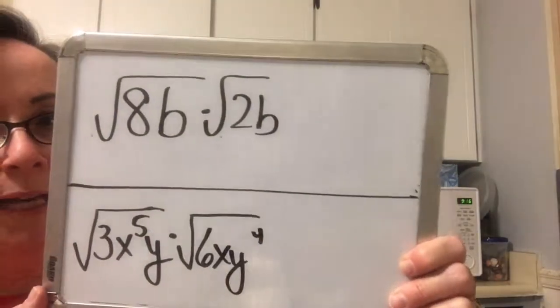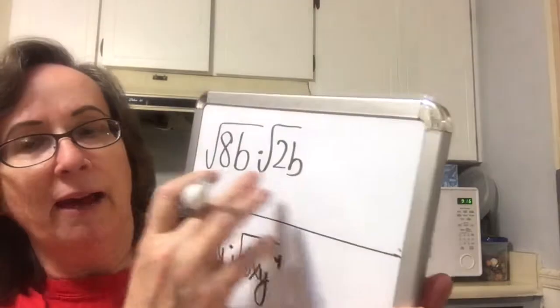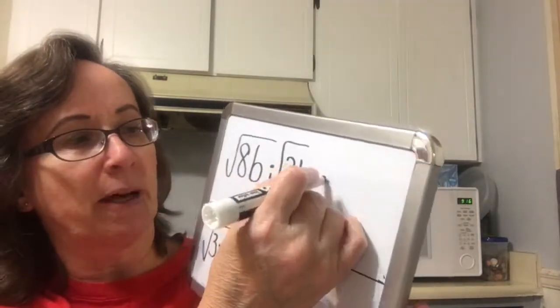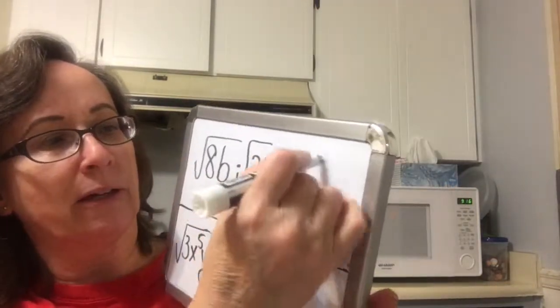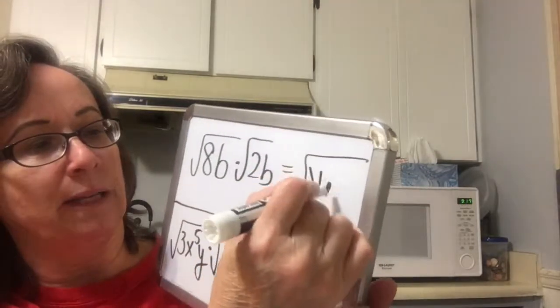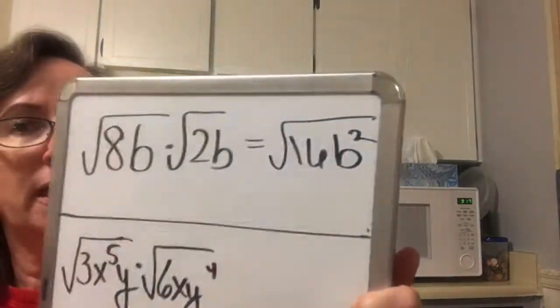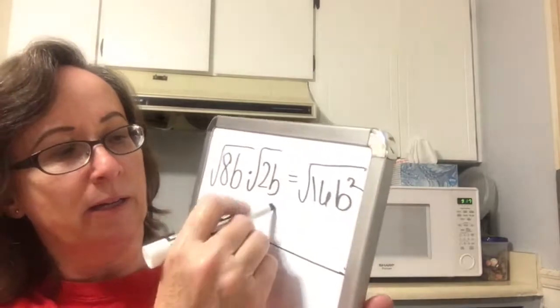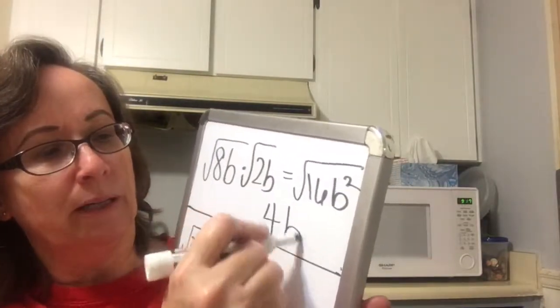Now we're using our product rule. We have no good reason to keep these apart, and if I put them together, I get the square root of 16b squared using my product rule, and that is a perfect square. So the answer will be 4b.